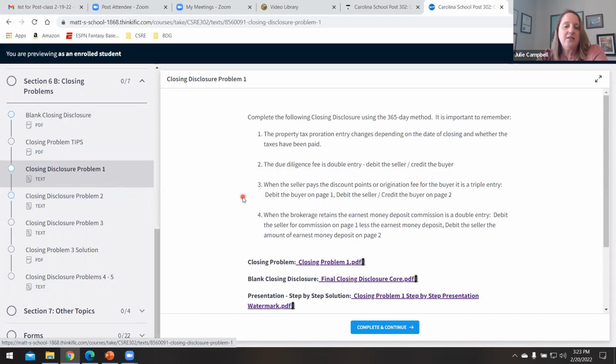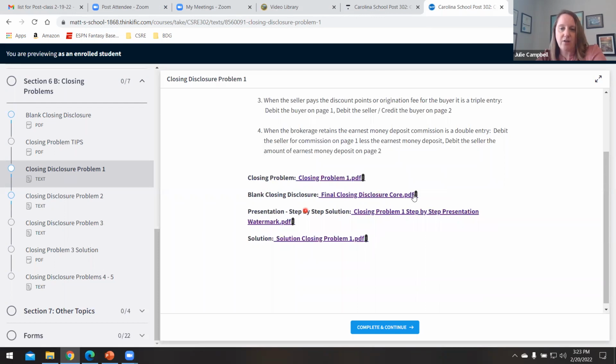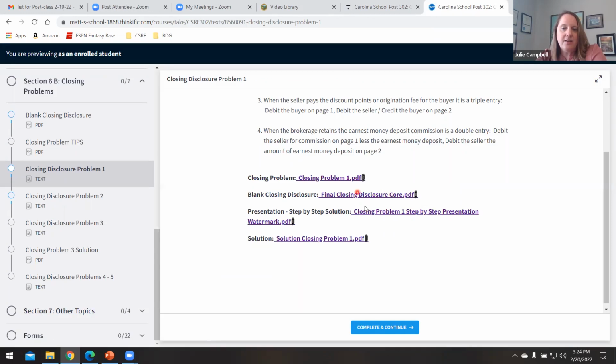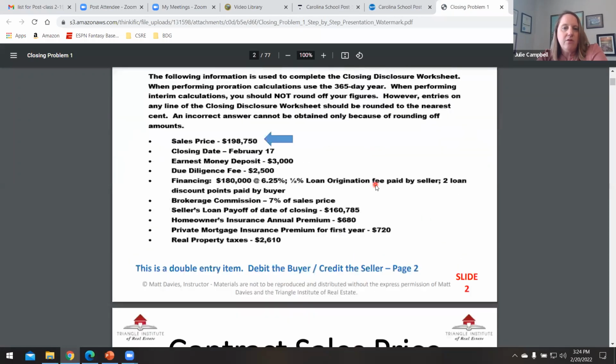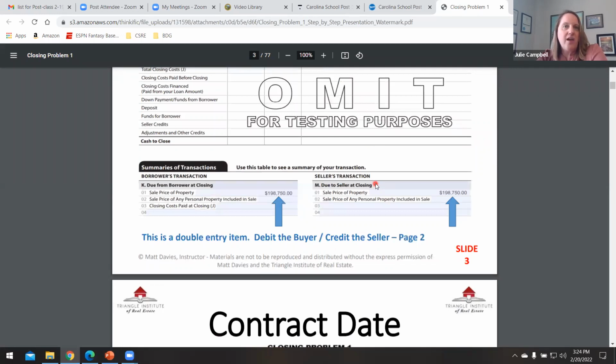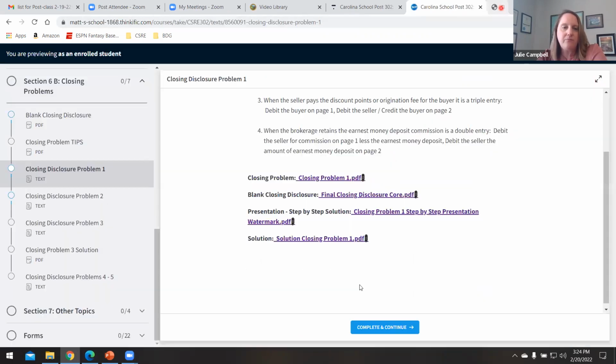Okay. So each of these has the actual closing problem. Here's the final calculation. Or is that another blank? I think that was another blank. Yeah, that was another blank. Sorry. Here's the final calculation. So each of them gives you the problem. It gives you the solutions, right? It kind of walks you through. And additionally, they've provided a step-by-step. So you can go through: this is what you do with the sales price, this is where you put the sales price. So they actually give you a step-by-step to work through these. And again, remember, I'm here to help.